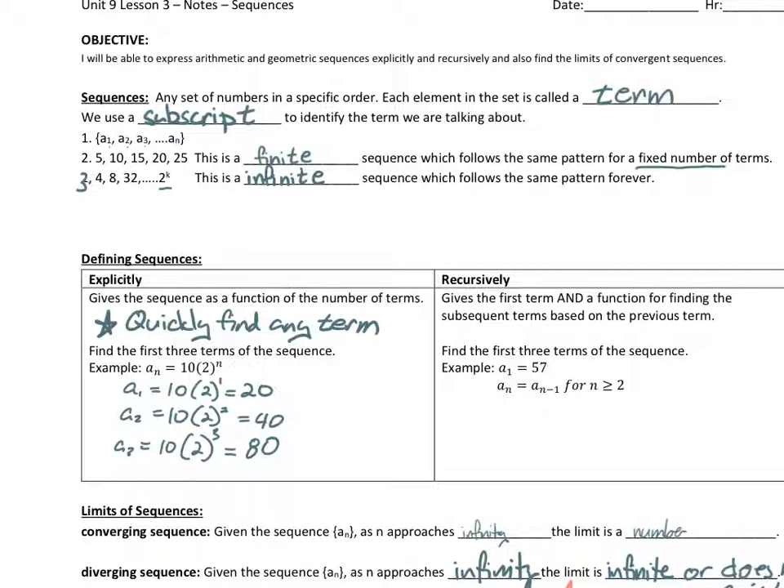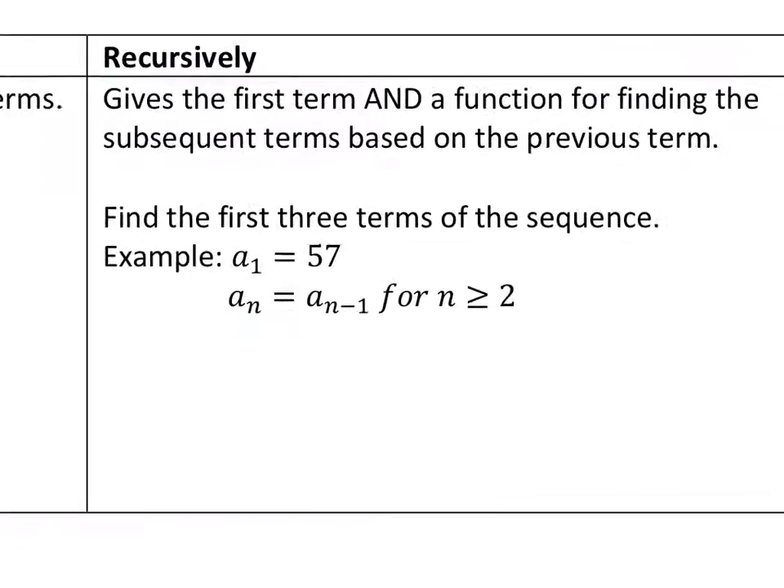Okay, to define it recursively, this gives the first term and a function for finding the subsequent terms based on the previous term. So this one isn't as easy to find any term, because any term that you're looking for, you have to know the term just before it, right? So if you're jumping to the 100th term, then you have to find the first term, the second term, the third term, the fourth term, the fifth term, the sixth term, and so on until you get to that 100th term.